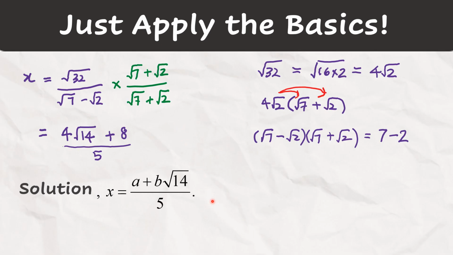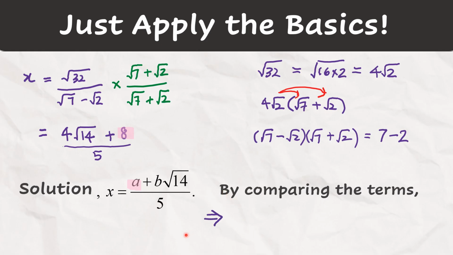So what I'm going to do here is simply compare the terms. What are the two terms that I need to compare? I will need to compare the rational term and the irrational term. The rational term simply means the terms without surd. So over here, if I'm going to compare, I know that the rational term is a, and the numerator here, the rational term is actually equals to 8. So putting these together, I can conclude that my value of a is simply equals to 8.